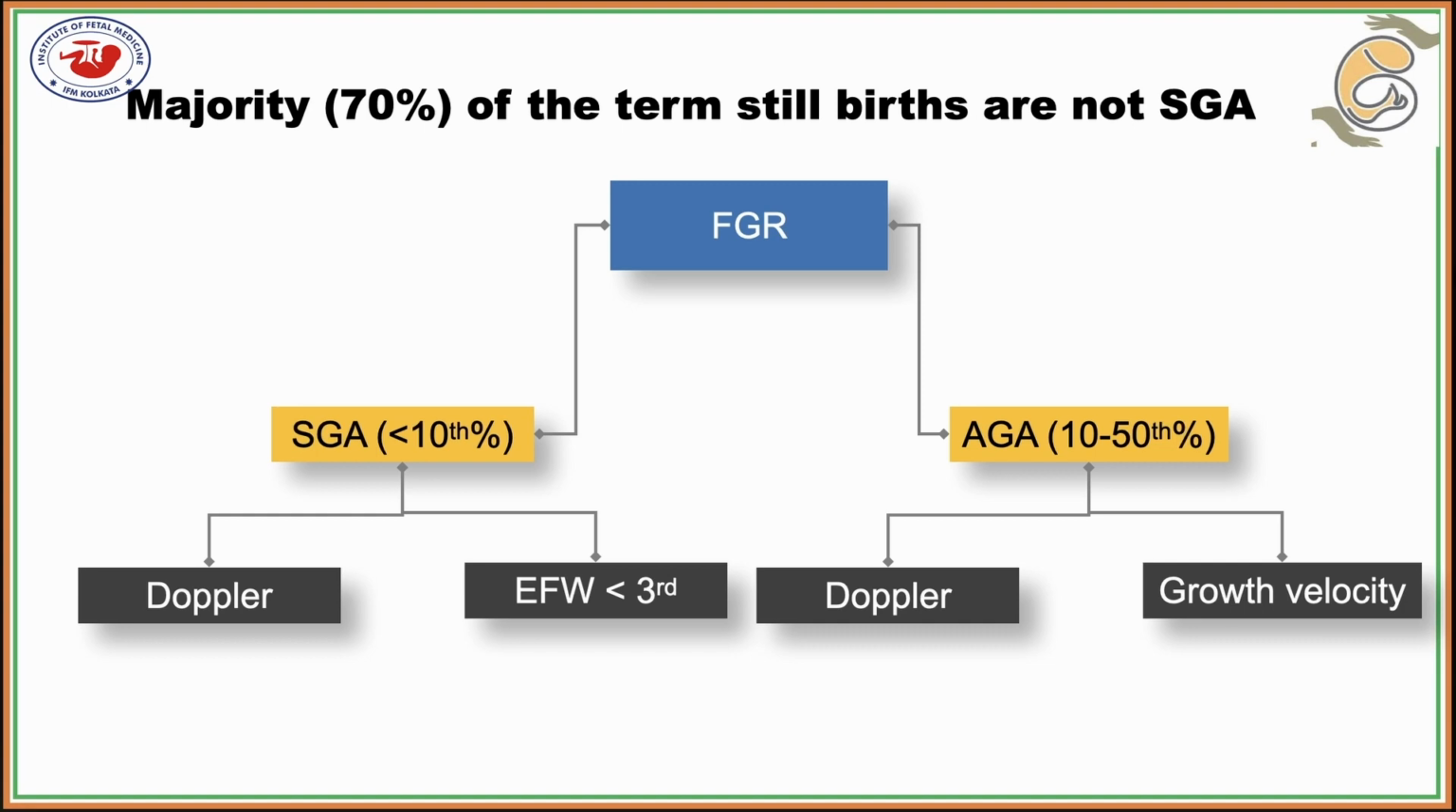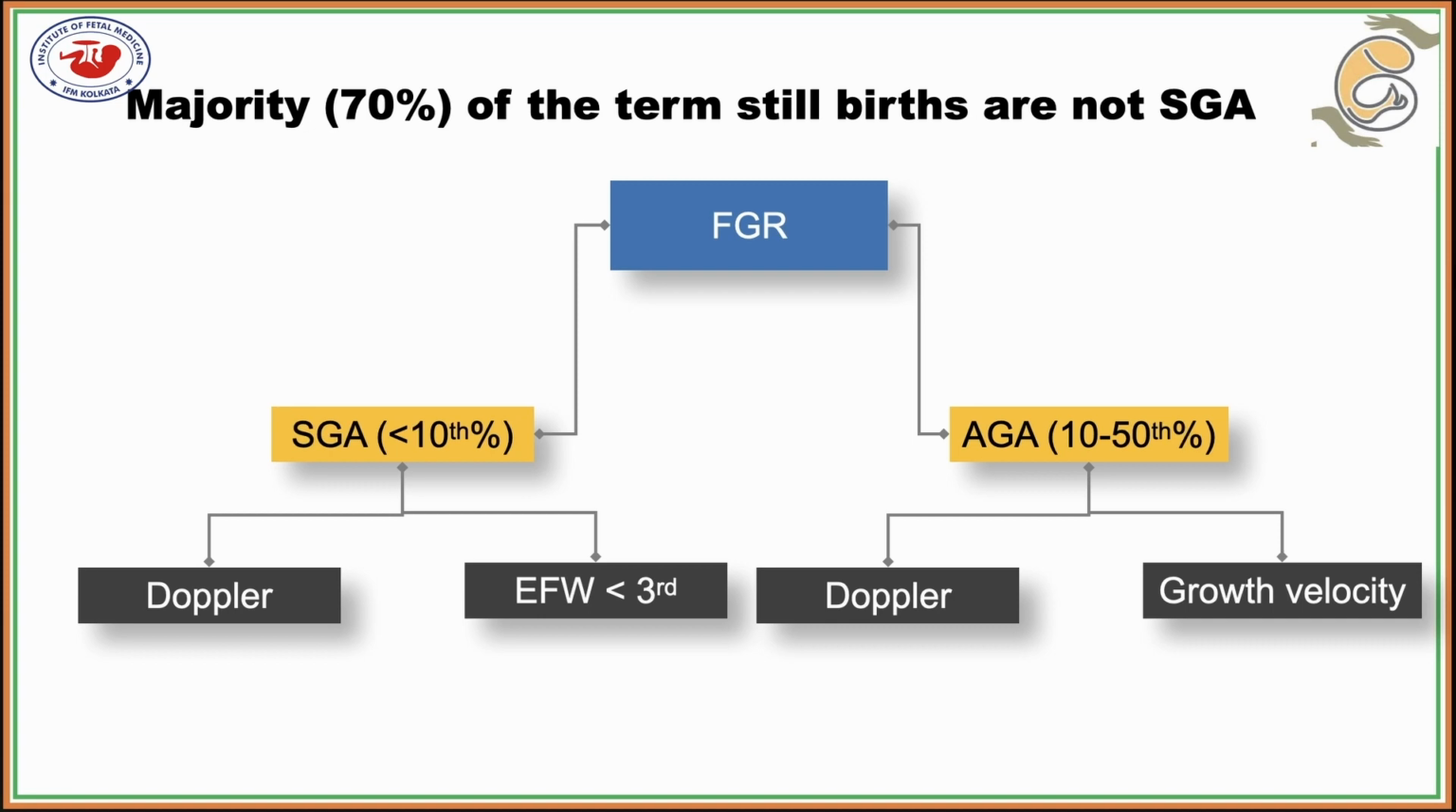And also, the majority, 70% of term stillbirths, are not SGA. They are AGA. So we always talk about SGA and the risk of stillbirth, but 70% of the stillbirths are not contributed by SGA; they are appropriate for gestational age. So we can never be complacent.